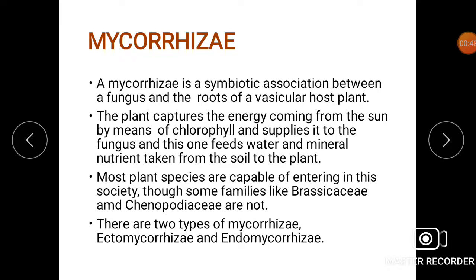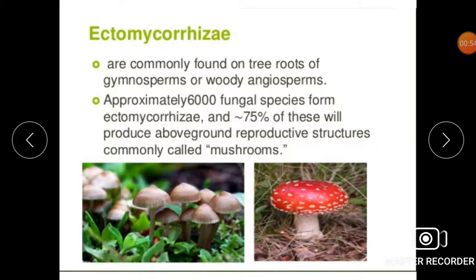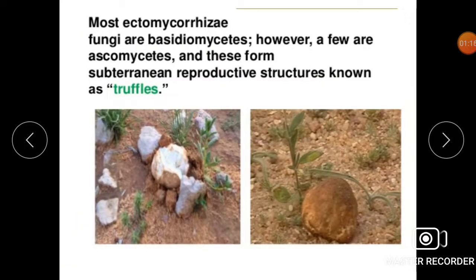There are two types of mycorrhizae, ectomycorrhizae and endomycorrhizae. Ectomycorrhizae are commonly found on trees, on the roots of gymnosperms or woody angiosperms. Approximately 6,000 fungal species form ectomycorrhizae, and 70% of these will produce aboveground reproductive structures commonly called mushrooms. Most ectomycorrhizal fungi are basidiomycetes. However, a few are ascomycetes, and these form subterranean reproductive structures known as truffles.